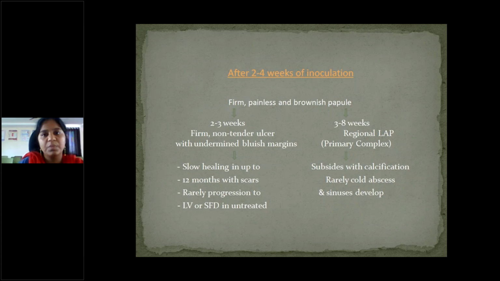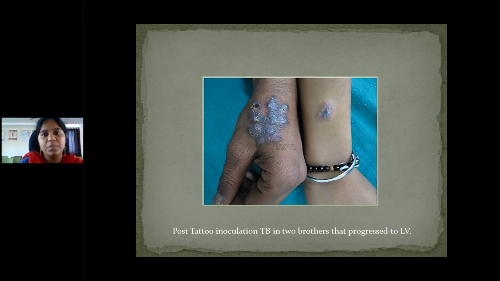But sometimes in 3 to 8 weeks, it can progress into a regional primary complex, and then this subsides with calcification, rarely cold abscess, and also sinus development. In this picture, on the extremities, this is a tattoo inoculation in two brothers, elder and younger. Here it progressed into lupus vulgaris.